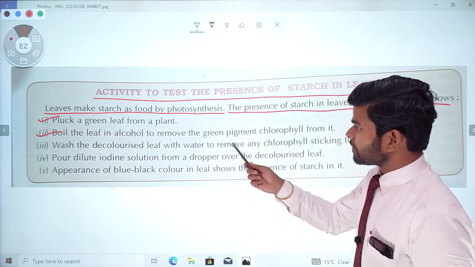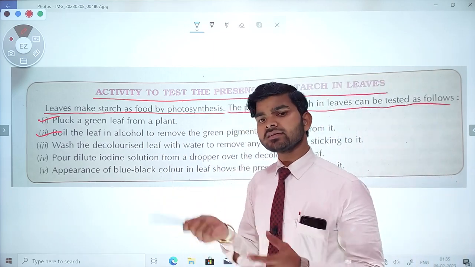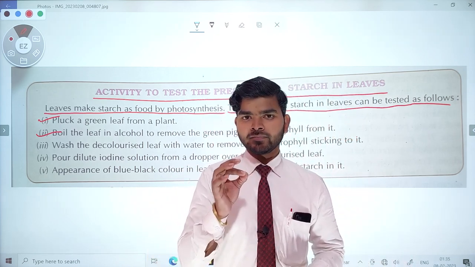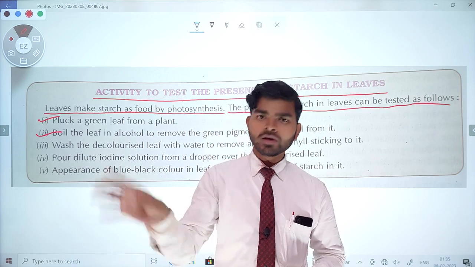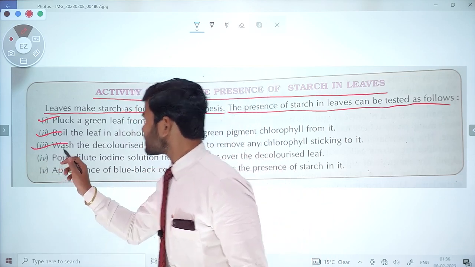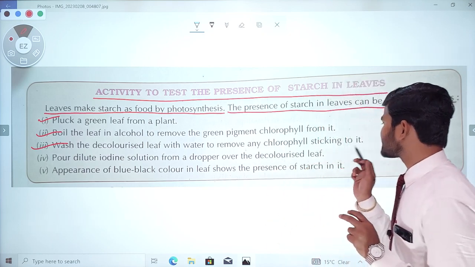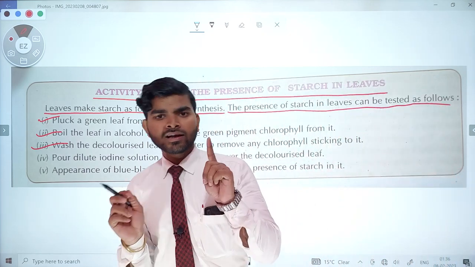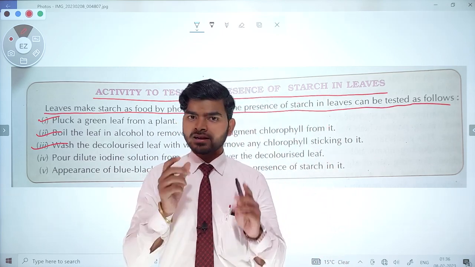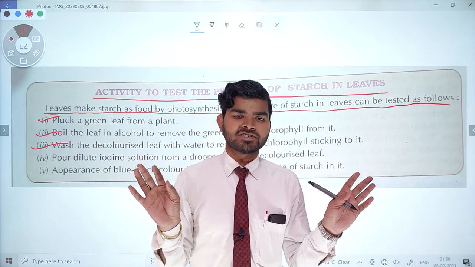Why am I going to boil that green leaf in alcohol? I am going to boil it in order to remove chlorophyll from that leaf. The next step is that we wash the decolorized leaf with water to remove any chlorophyll sticking to it. The chlorophyll is removed from that plucked leaf, which means the leaf becomes colorless, or decolorized.